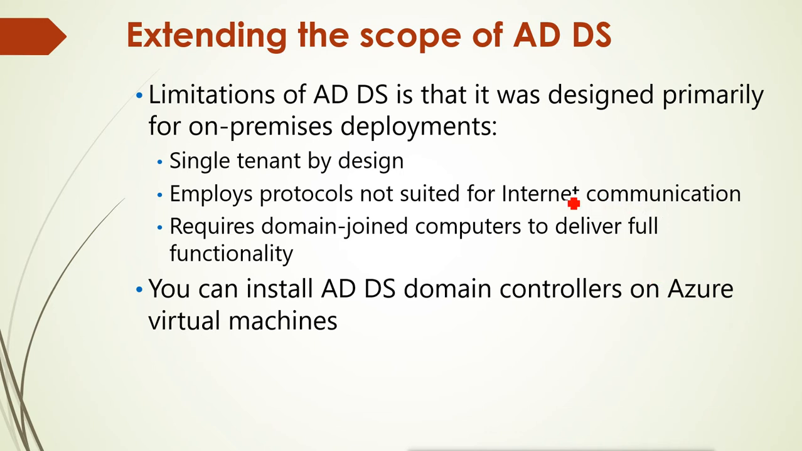Now what can we do? We can do synchronization of our local, on-premises Active Directory with the Azure Active Directory. So it is like extending the scope of Active Directory domain services. Of our on-premises Active Directory domain services, we can extend the scope to the cloud.